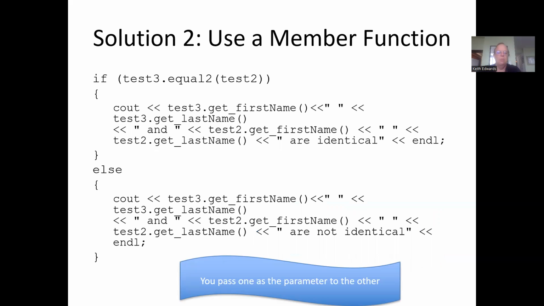So here's how we would call it. Test3 equal 2, and then pass it test2 to see whether they're equal. And so you pass one as a parameter to the other. You use the calling function. You get the member variable directly. Otherwise, you have to go through the accessor functions through the class interface. And so this one's kind of not the best solution.